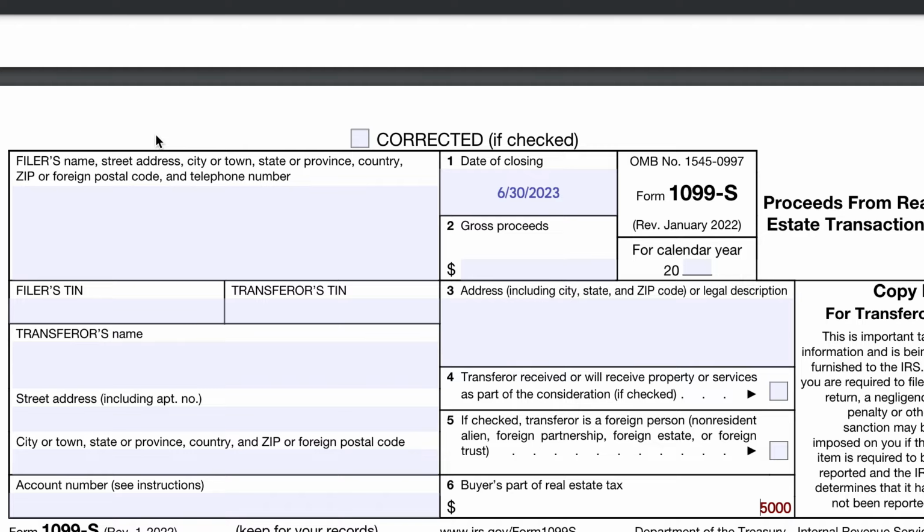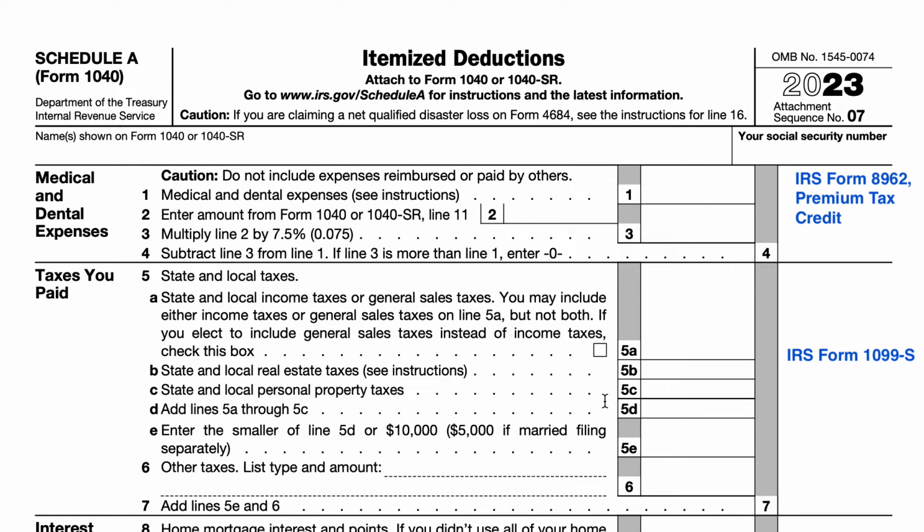year. And as part of this transaction, the buyer paid for $5,000 of that real estate tax, which means that you cannot claim the full $10,000 deduction. So if you didn't claim a deduction, then you would simply take the $10,000 that you paid, you adjust that by $5,000, and then you're able to put $5,000 in here under the state and local real estate taxes.